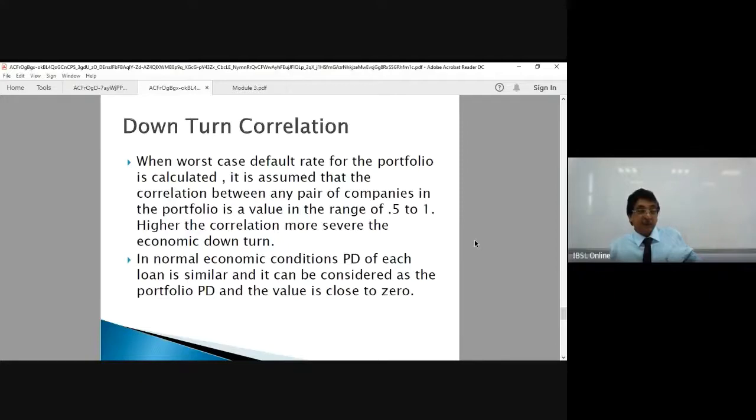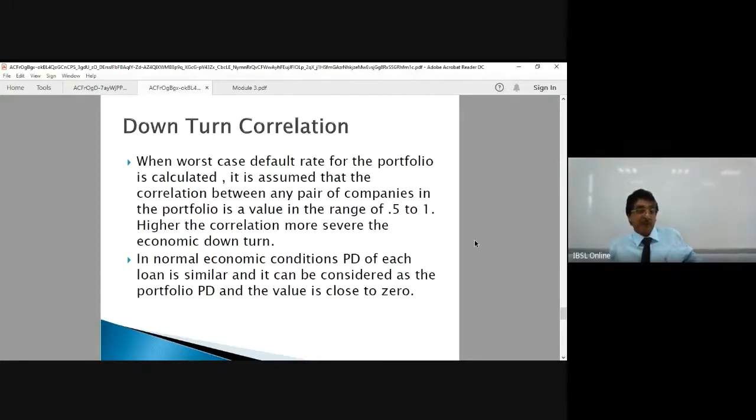But in the case of our downturn correlations, it may not be negative, but it should be 0.5 to 1 because it should have a substantial value in a downturn. So that value is higher than 0.5, and it can go up to 1. The higher the correlation, the more severe the downturn.